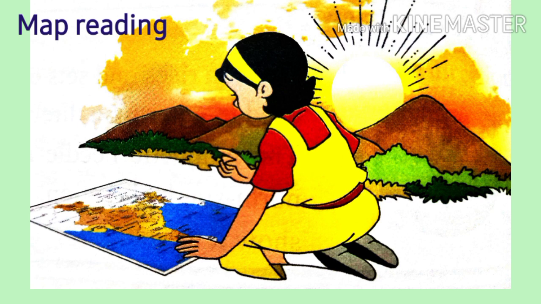Now let's learn about the map reading. Look at this picture. That girl is looking at the India's map and she wants to know the directions of the places shown on the map. So what will she do? Yes, she will match the east on the map to the east of her surroundings. And she will find out where is the west, where is north and where is the south. This is the very easy method while reading any of your map.